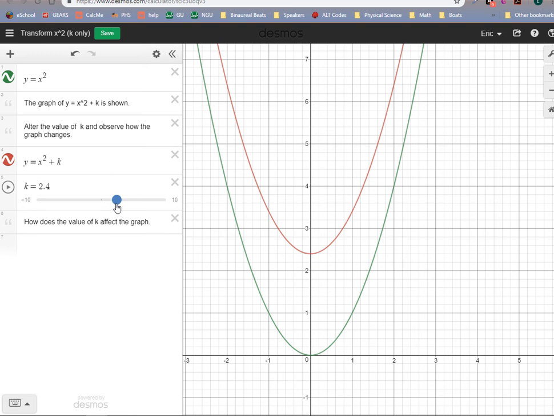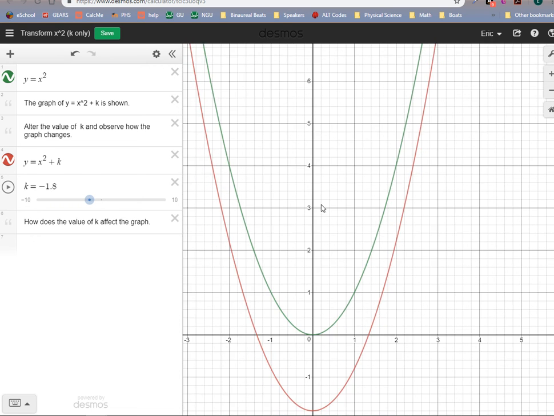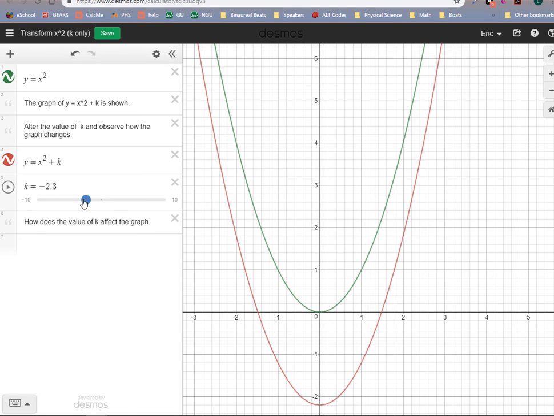It's translated vertically. If I add a negative number, which is the same as subtracting, then it's moving in the positive direction, for example, by negative 1.8. Well, how do you move up negative 1.8? You go down 1.8, right? So if you subtract a number from a function or add a negative number, it translates it vertically down. Okay? No big deal.